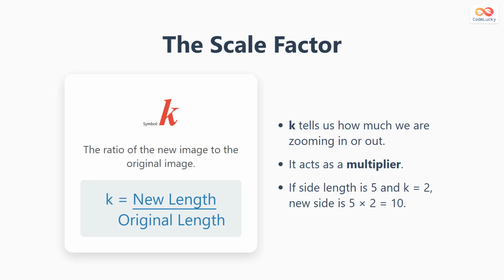The most important part of a dilation is the scale factor. Represented by the variable k, the scale factor is simply a ratio. It is calculated by dividing a length on the new image by the corresponding length on the original image. This number acts as a multiplier for the entire transformation.